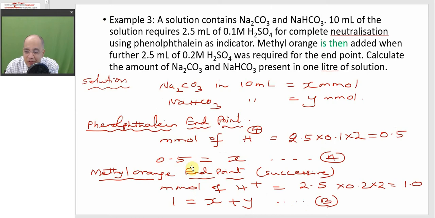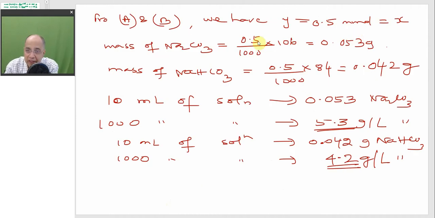That 0.5 is equal to X. This is X millimole, and this is Y millimole, that is present in 10 ml solution, X and Y. So this 0.5 is X, and X plus Y is equal to 1. So solving this, you are getting Y is equal to 0.5, so also X.